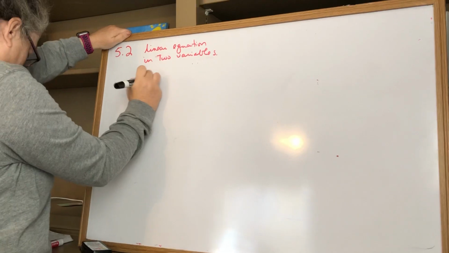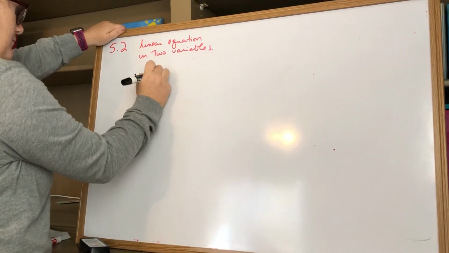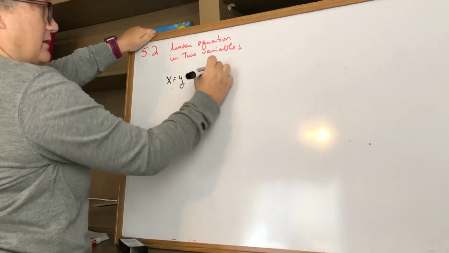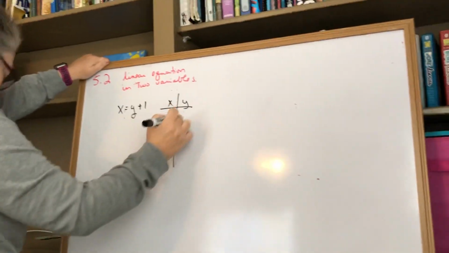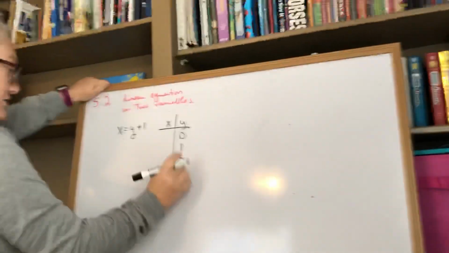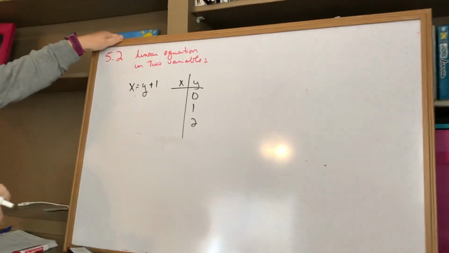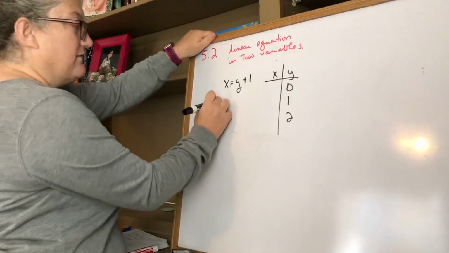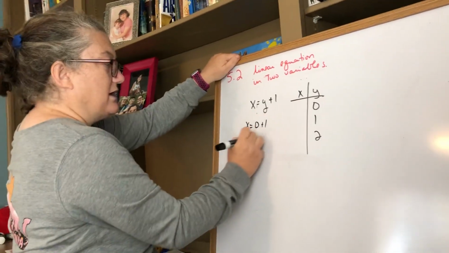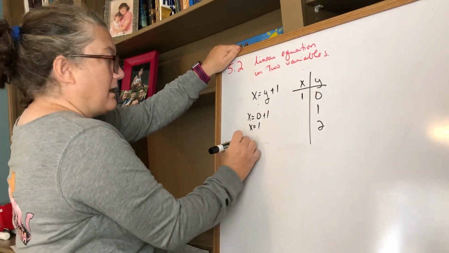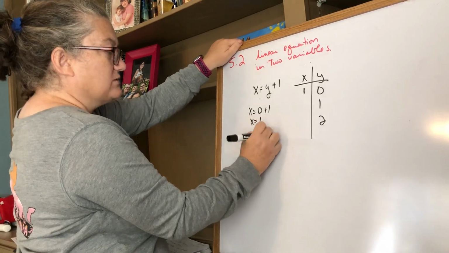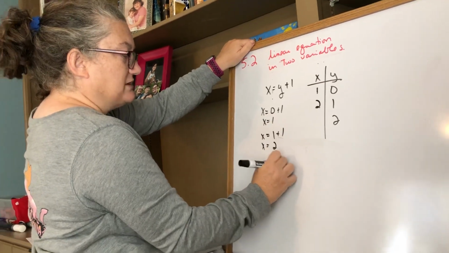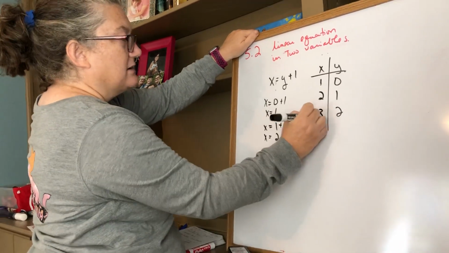We have x equals y plus 1. So we're given some x and y, and we're given 0, 1, and 2. Notice this time we're given the y parts and we got to find the x parts. So we're going to substitute in and find them. So we have x equals 0 plus 1. That would be x equals 1. X equals 1 plus 1. X equals 2. X equals 2 plus 1. X equals 3. So let's graph these.